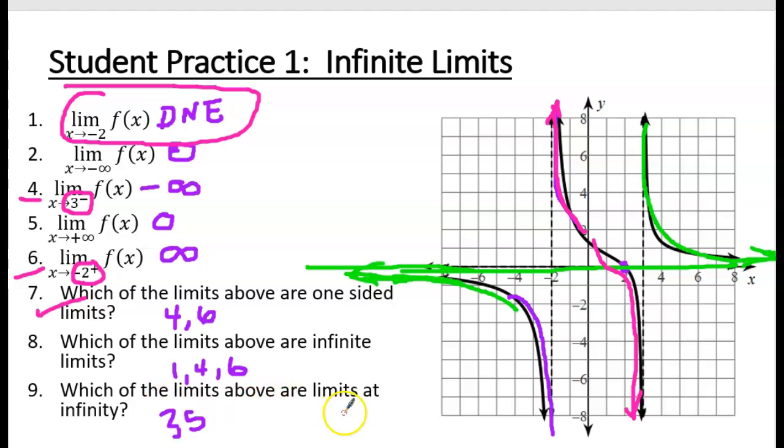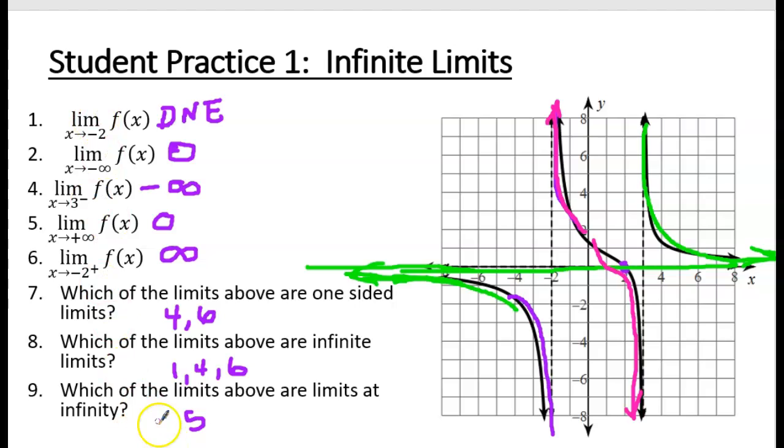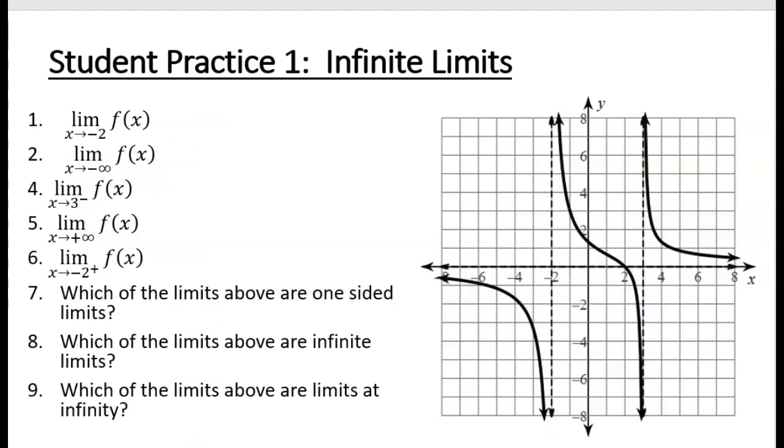Number 9, which of the limits above are limits at infinity? That would be numbers 3 and 5 because, well, I guess I've messed up the numbers. Let me back up a little bit. I didn't realize I misnumbered my paper here. Let's see if these are still right. Just a second. I'm going to make some corrections. Okay, so if I leave the numbering the way it is, the ones that are limits at infinity are 2 and 5. And that's because x is approaching an infinity for those problems. And those are what we call limits at infinity. Okay? So there is that.